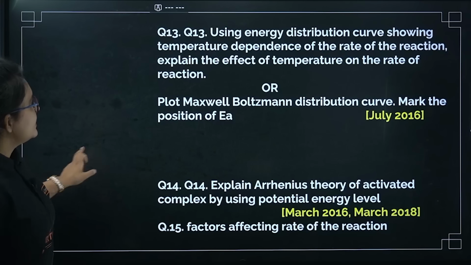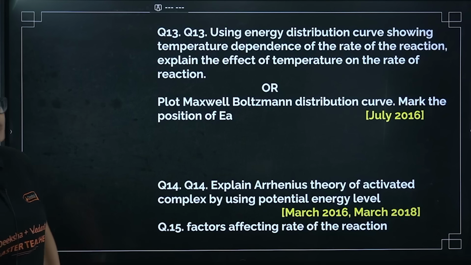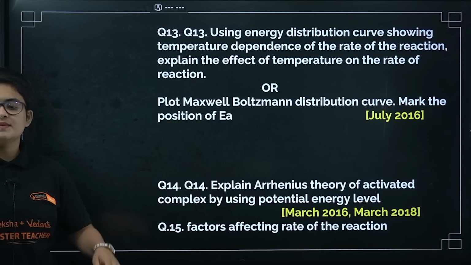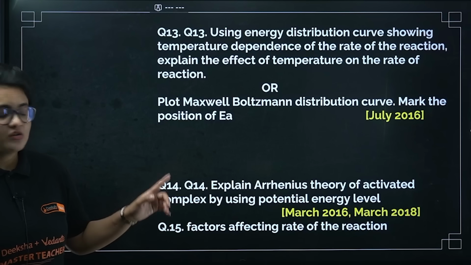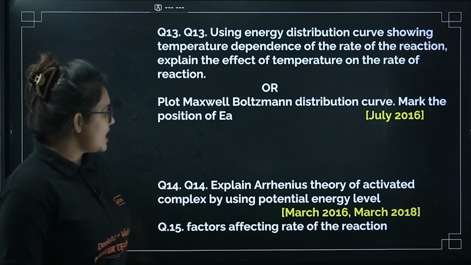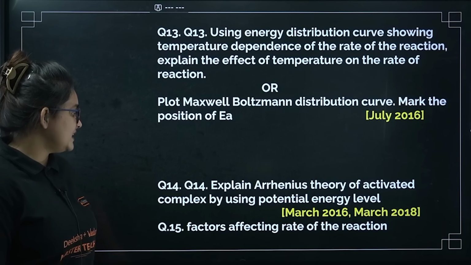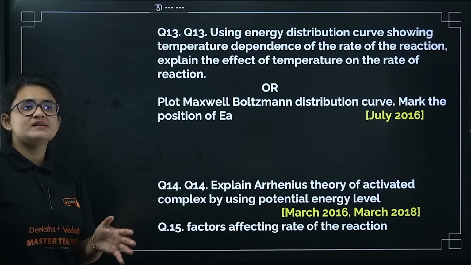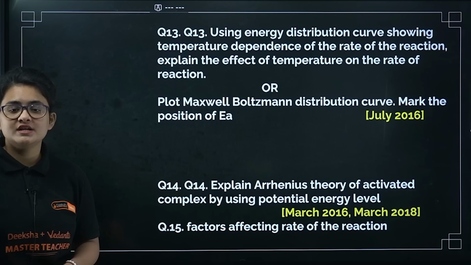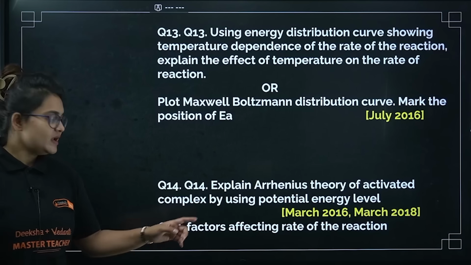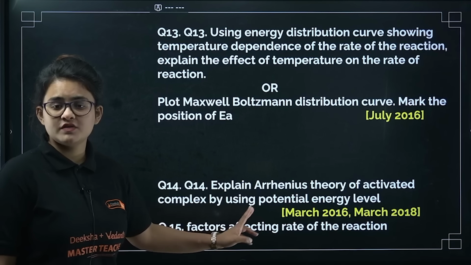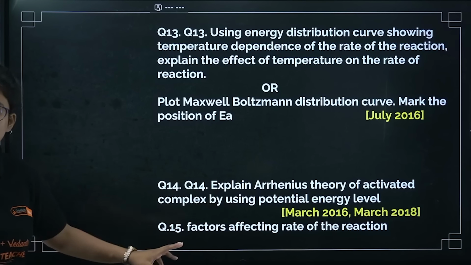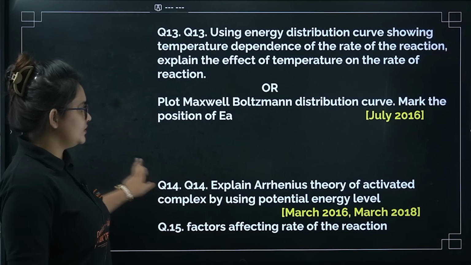Next, you can see the energy distribution curve showing the temperature dependence. That is the Maxwell-Boltzmann distribution, which you have to go through. Next, Arrhenius theory, the activated complex by using a potential energy diagram. For H2 plus I2 giving HI, you have to show that potential energy curve. Next, factors affecting the rate of reaction, very important. So these are the theoretical questions you can expect from this chapter.